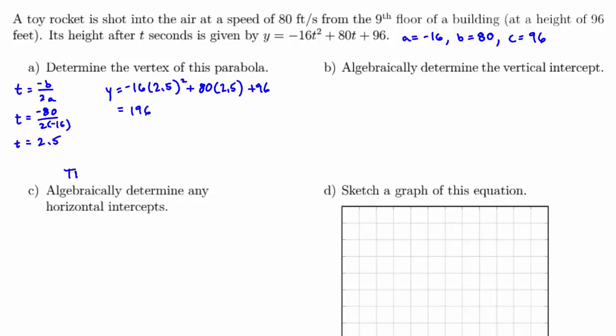So we know that the vertex is the point 2.5, 196.